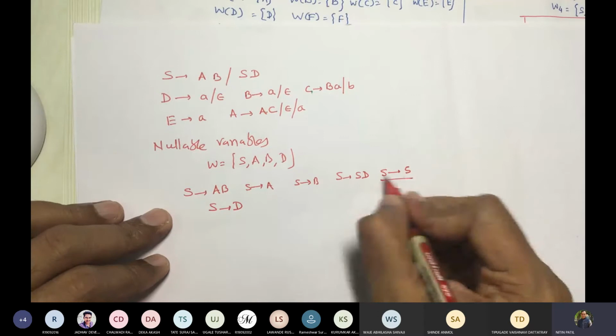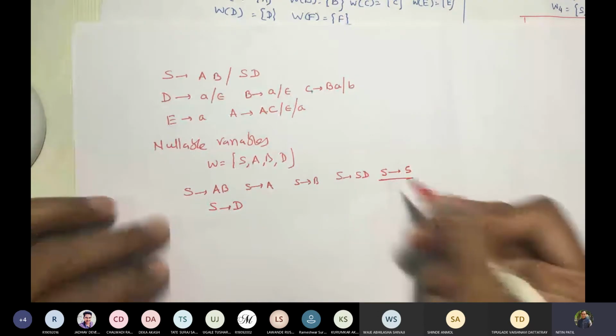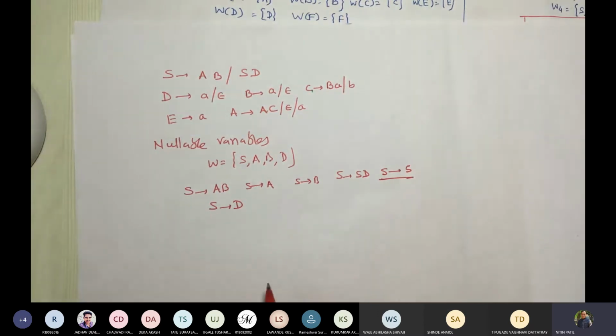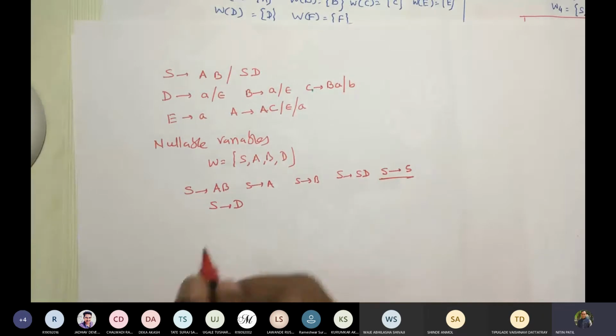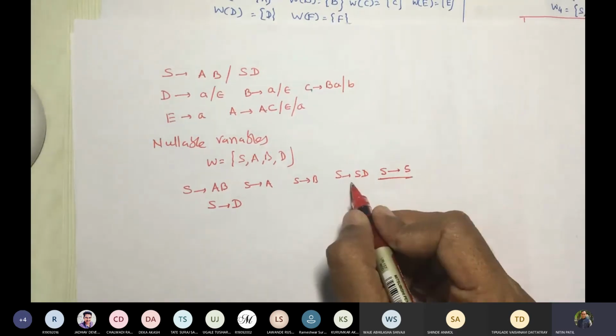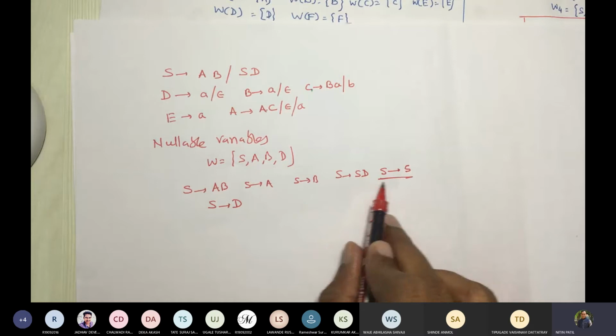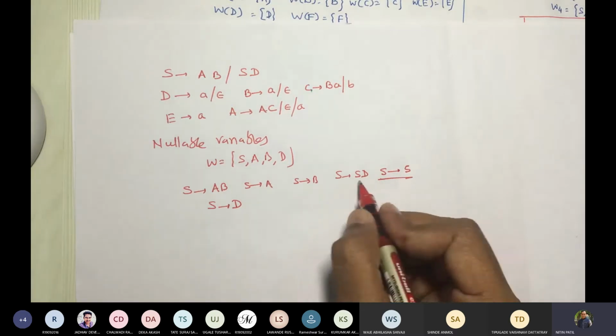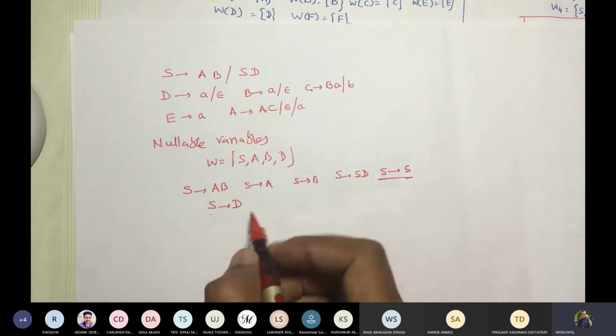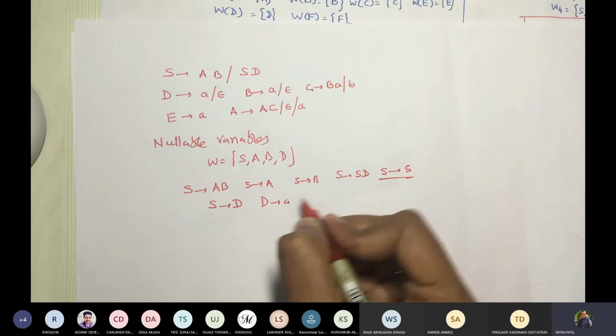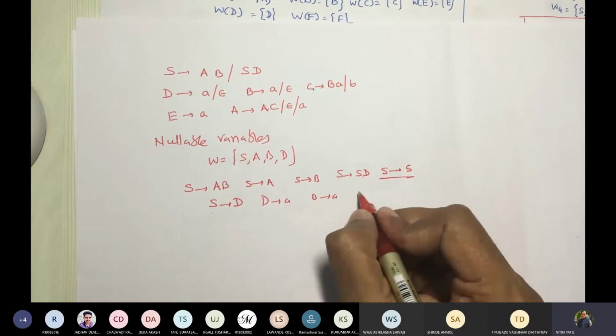So this doesn't work, correct? Even if you have this, it doesn't have any importance, but it is occurring on the right side. That's why we want it. Even if you remove this, S is occurring on the right side. So we removed these null variables from that. So we got S gives A, S gives B, S gives SD, S gives S, S gives D. So now D gives A, B gives A.